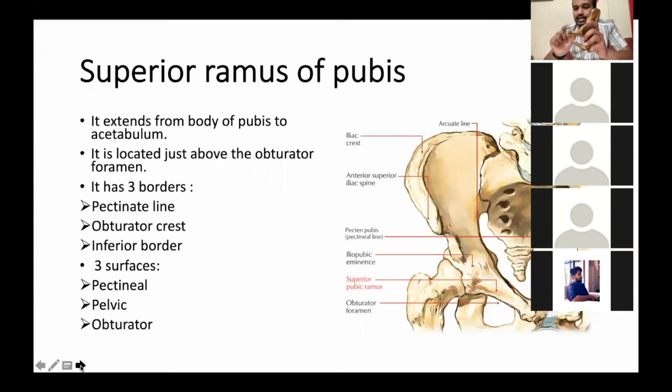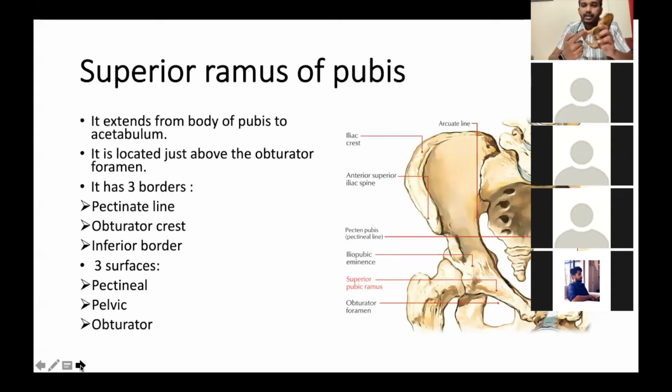Now we will discuss the superior ramus of the pubis. This one. This is superior ramus. This is inferior ramus. This is body. This is superior ramus. This is inferior ramus. This part is inferior ramus. Is it clear? Yes, sir. Now I'll talk about the superior ramus.